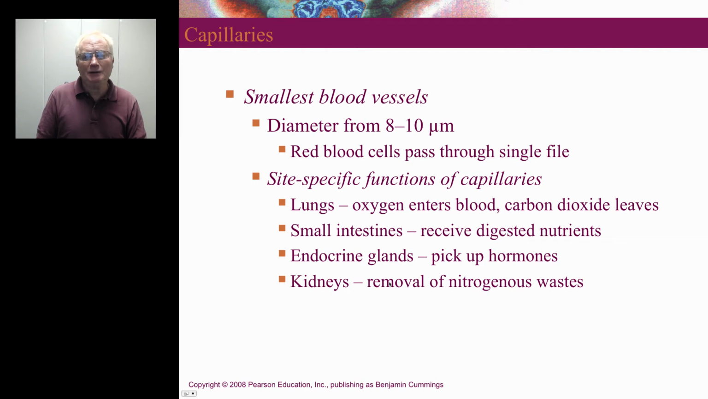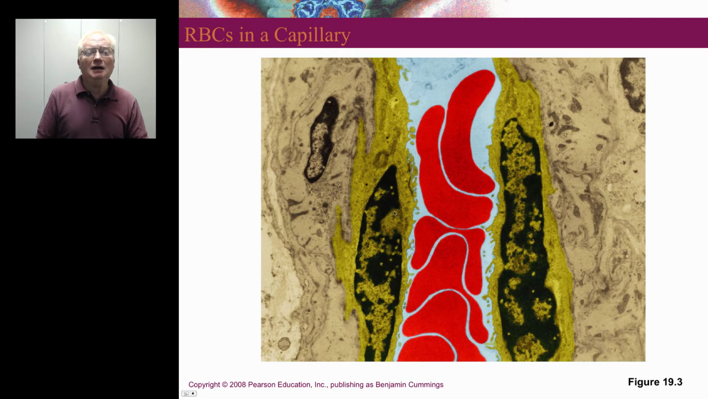And kidneys have a special role. They filter the blood in special capillaries called glomeruli, and they remove the small molecules and the waste products. Here's a colorized picture of a transmission EM electron micrograph of a capillary, and you can see the walls are simple squamous, one cell thick flattened epithelia, and the lumen contains plasma, fluid component, and red blood cells.